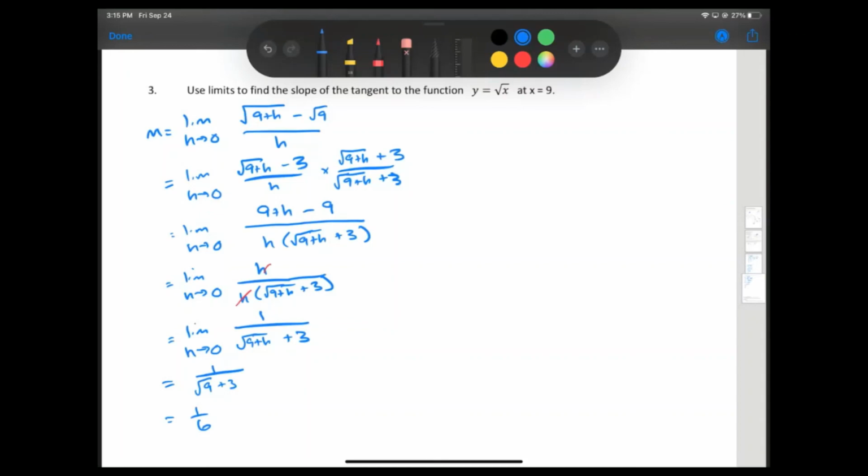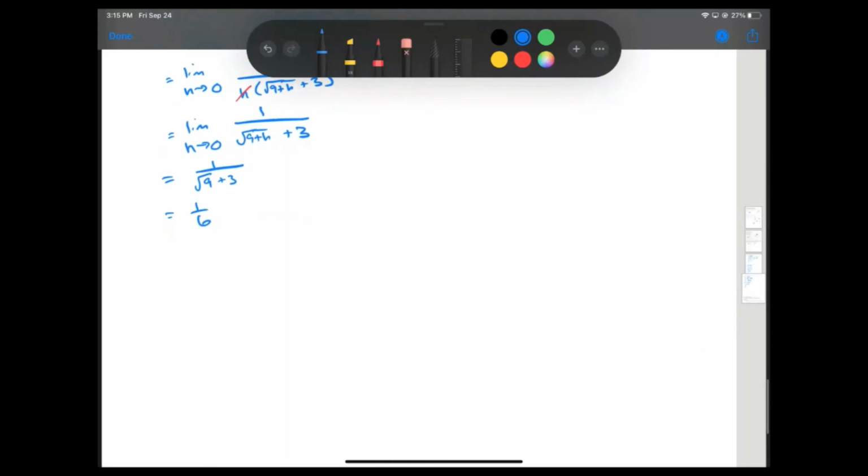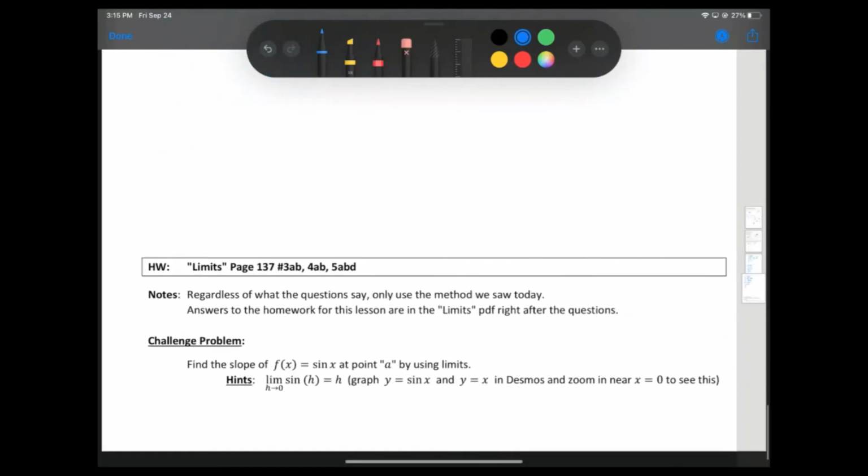And different functions, some of them, like this one, are a little bit trickier. We need to get that conjugate trick in there. Some of them are easier, some of them are harder. I'll try to give you ones you can do. There are some limit problems there.